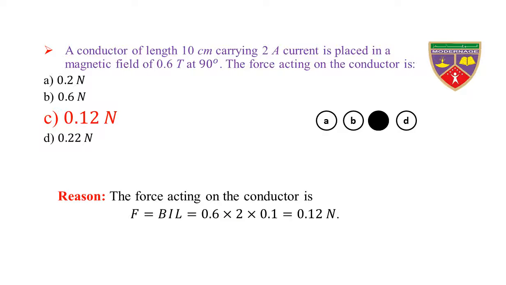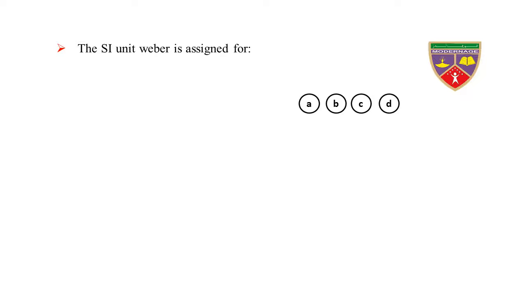Reason: the force acting on the conductor is F equal to BIL, which is equal to 0.6 into 2 into 0.1, where 0.6 is the magnetic induction, 2 is the current, and 0.1 is the length, which is equal to 0.12 N. Hence, the force acting on the conductor is 0.12 N.